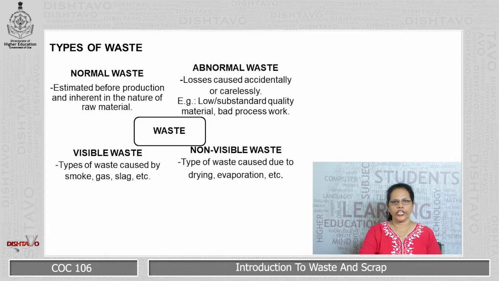Let us now discuss the types of waste. We have four types of waste: normal waste, abnormal waste, visible waste, and non-visible waste. Normal waste is estimated before production and inherent in the nature of raw material. Abnormal waste is caused accidentally or carelessly. To cite an example, low substandard quality material, bad process work. Visible waste is caused by smoke, gas, slag, etc. Non-visible waste is caused due to drying, evaporation, etc.